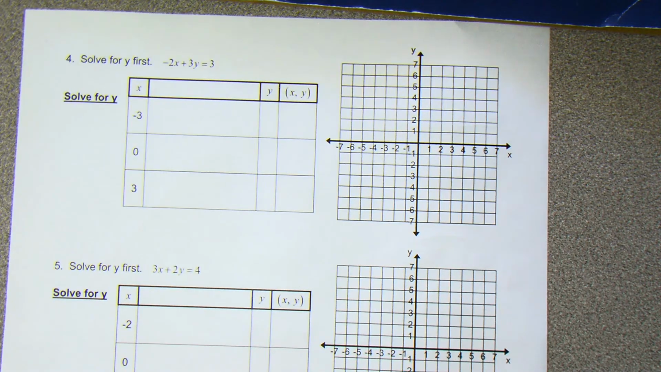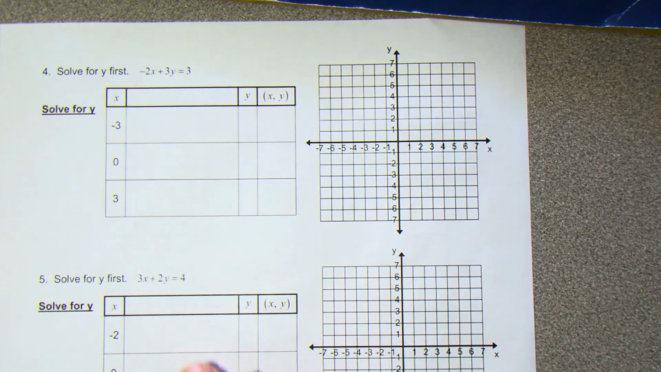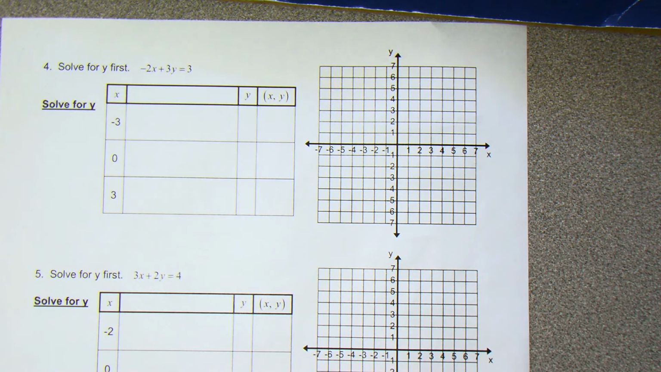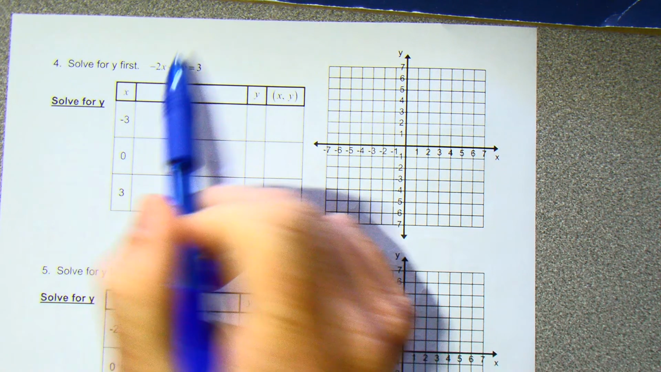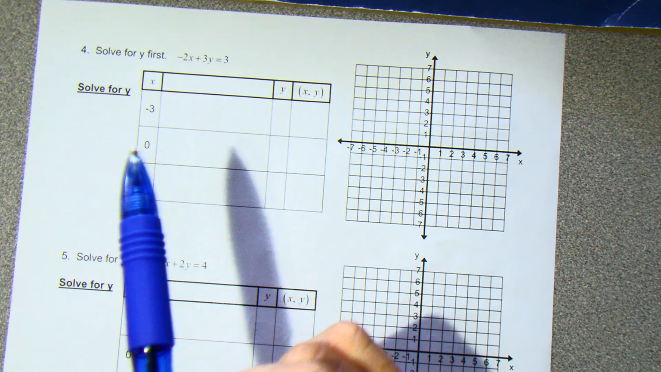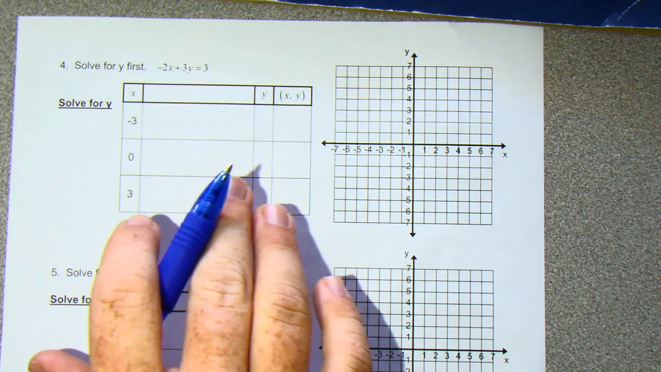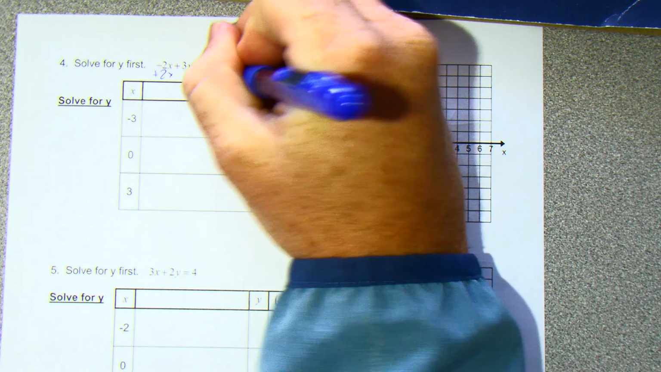So for example, number 4, it says solve for y first. So we have to get y by itself before we can put our equation up here. When I want to get y by itself, I notice that there's this negative 2x on the same side of it, as well as this 3 that's attached to it. So first, like always, I want to move what's not attached to it. So I want to move that negative 2x. The opposite of a negative 2x would be a positive 2x, so I'm going to add 2x to both sides.